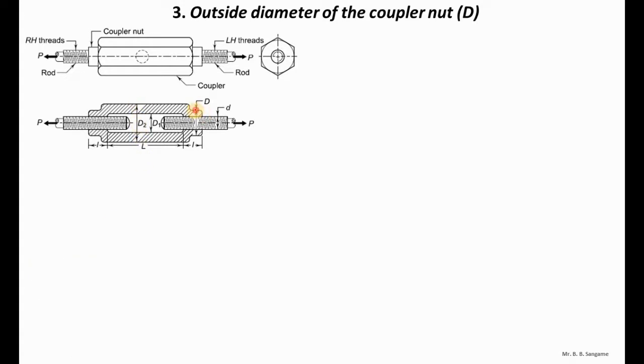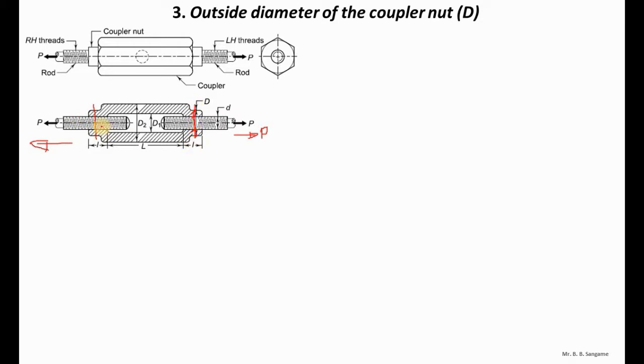This is the outside diameter of the coupler. So we are going to find out capital D. Here you can see that this is the wall thickness of the coupler. When a force of magnitude P is applied on the rod, there is a possibility of failure of the coupler nut along this plane and along this plane.